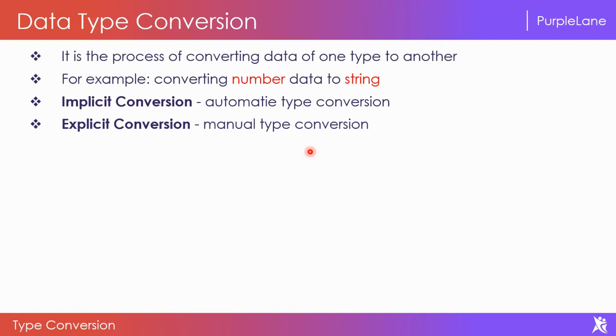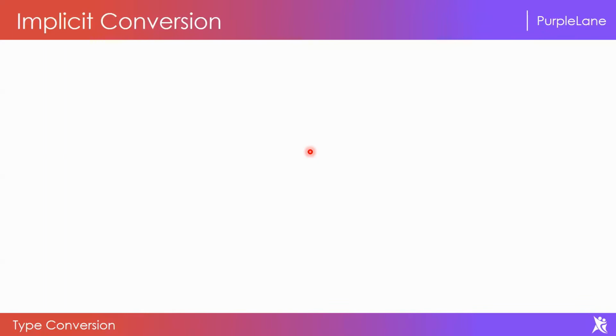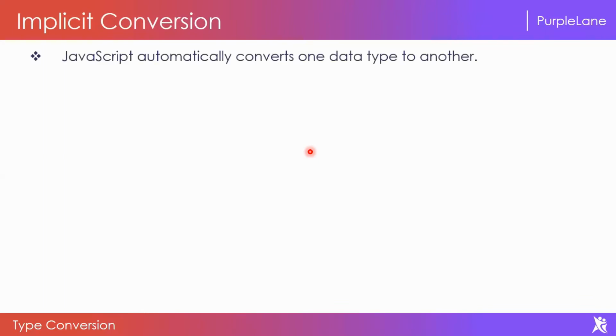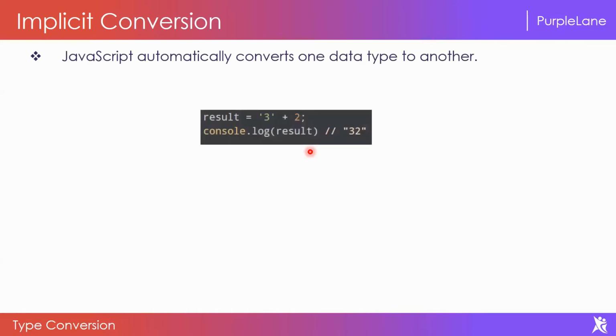So first let's explore implicit conversion. As I said before, it's an automatic conversion. Your JavaScript engine will automatically convert one data type to another. If you see an example, let's say you have the result variable. Here you see '3' plus 2. We know that anything enclosed in single quotes or double quotes is treated as a string in JavaScript. Here, you're trying to add two numbers. The first is in string format, and the second is in number format.